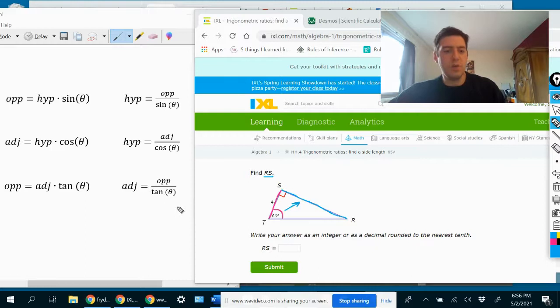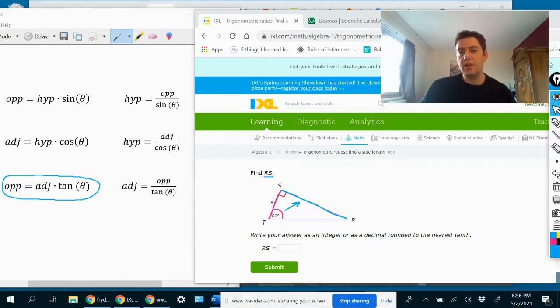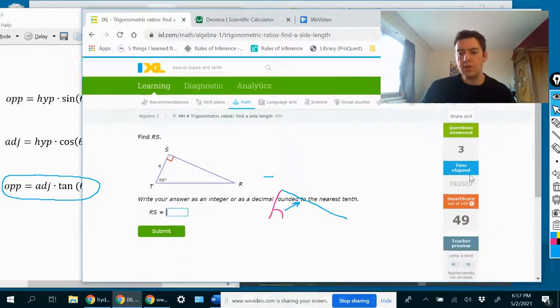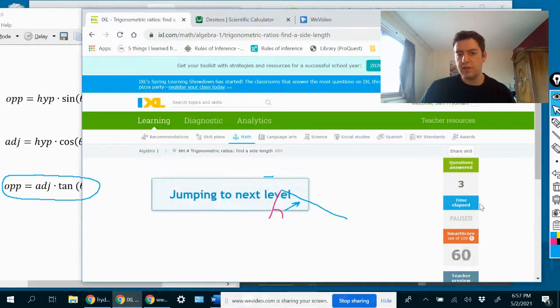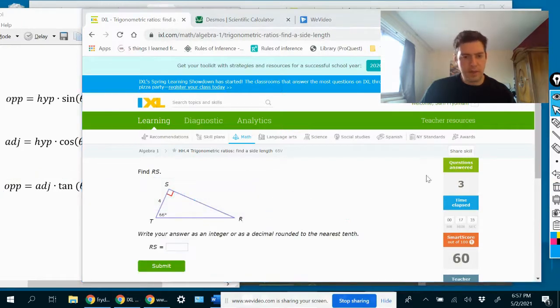So the equation that we could use for that problem is this one, which is plug in the adjacent side, which is 4, and then multiply by the tangent of 66 degrees, and that would tell us what the opposite side length is. We've already done a problem like that, so I'm just going to jump to the next level and see if we get something different.